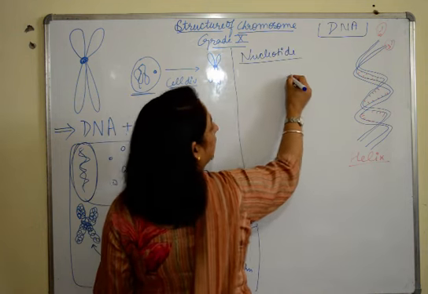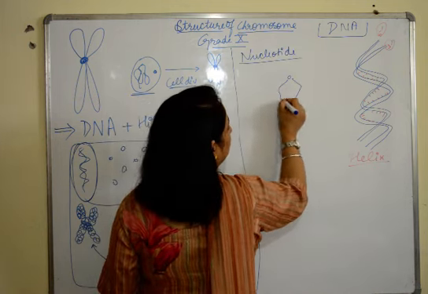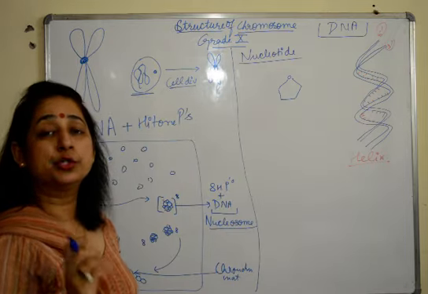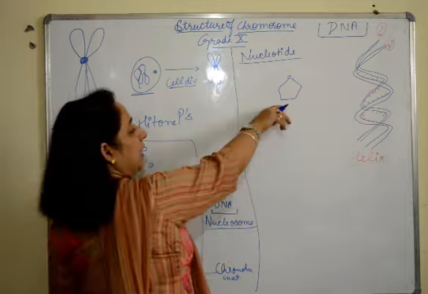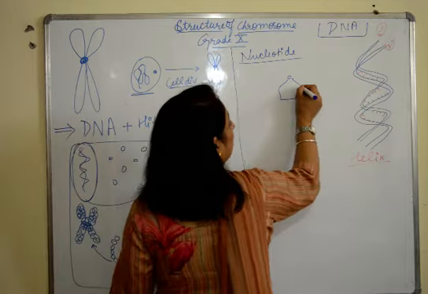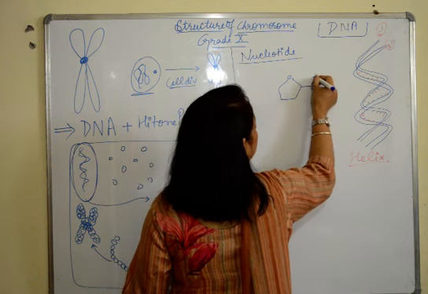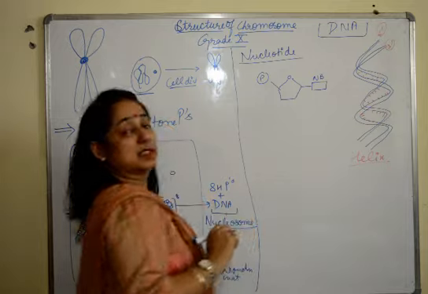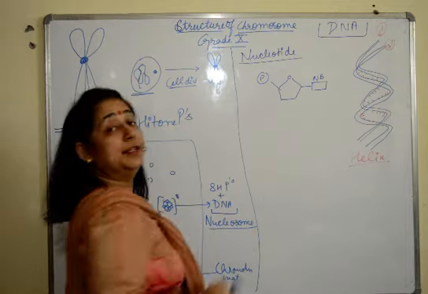A nucleotide is a structure wherein we have a pentose sugar. This is a sugar structure, a cyclic structure for sugar. Fine. In organic chemistry, sugar is drawn like this. So this will have a nitrogenous base here plus a phosphate group attached here. This whole is a nucleotide.